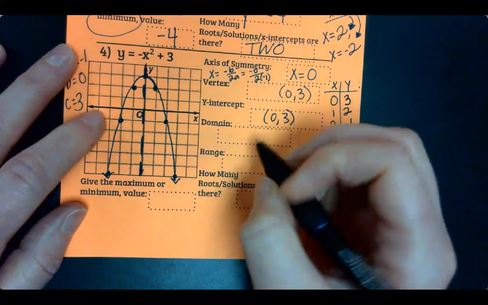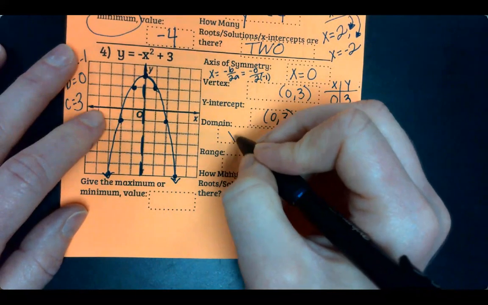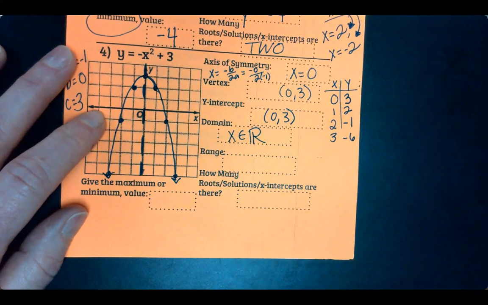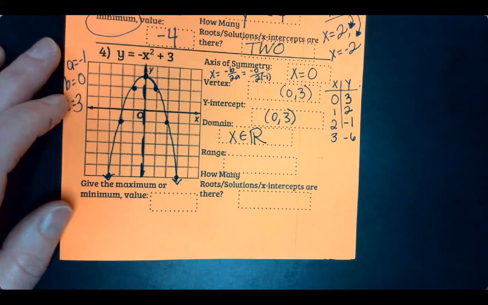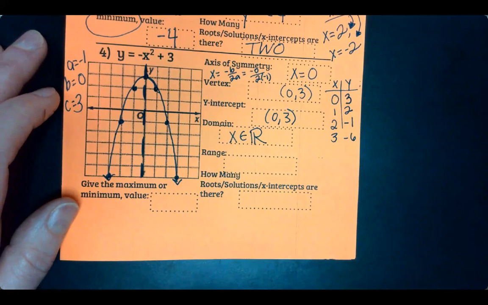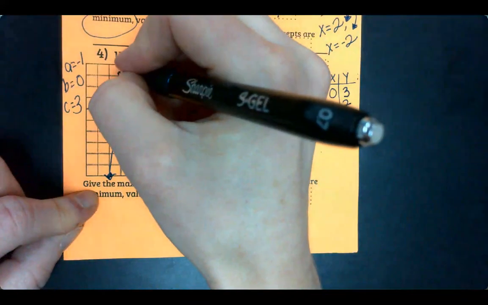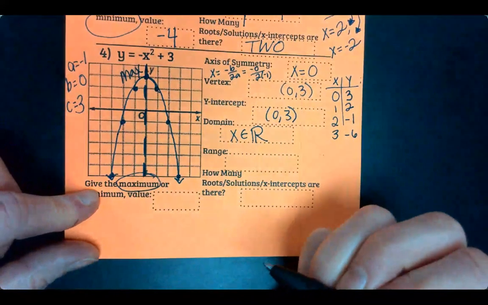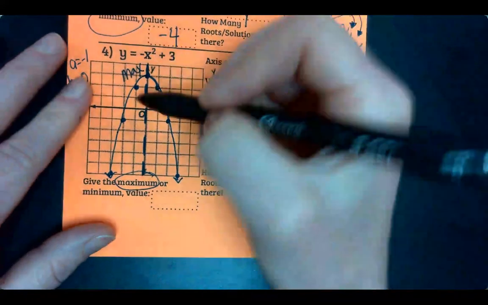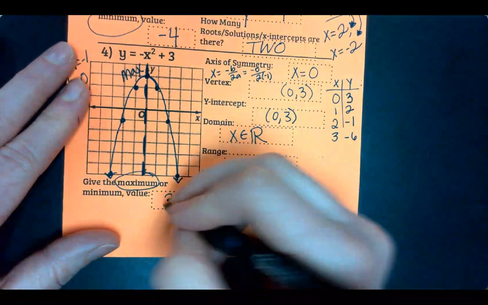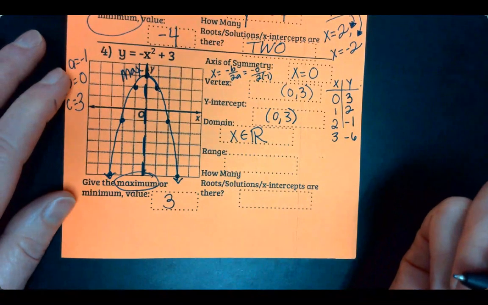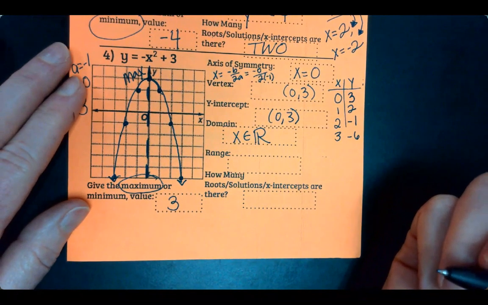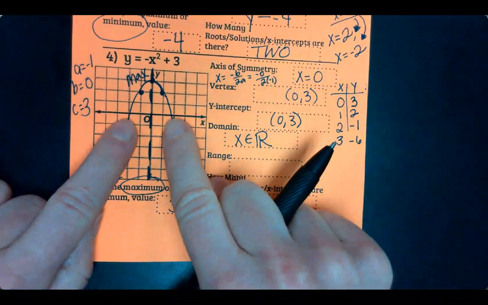Our domain is going to be all real numbers. Okay, do we have a maximum or a minimum? It's the highest point, so it's a max. And we got to know how high does it go? 1, 2, 3. How many solutions, roots, x-intercepts? It's where it crosses the x-axis.